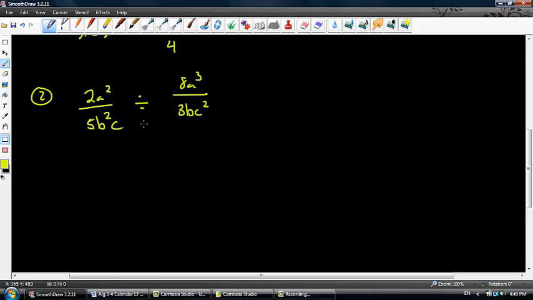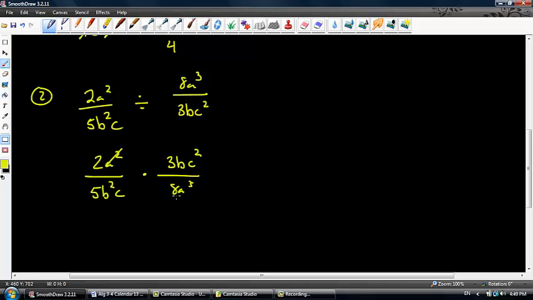Okay, let's try another one. We're using some division. We're going to go ahead and flip the second one, so 5b squared c on the bottom times 3bc squared over 8a to the third. Okay, so now that we flipped, let's go ahead and cancel what we can.